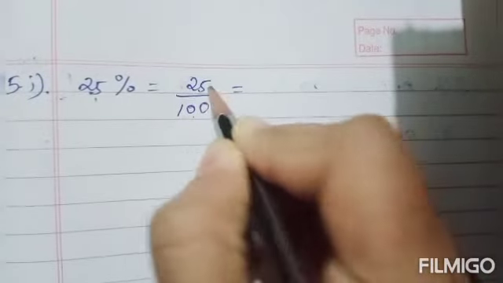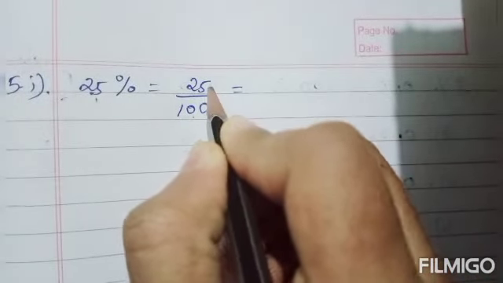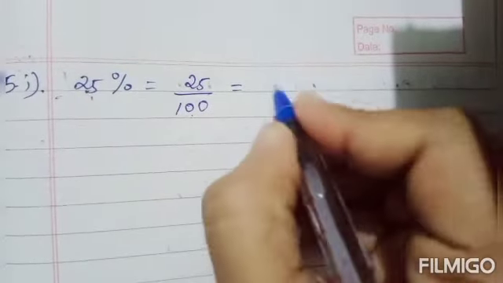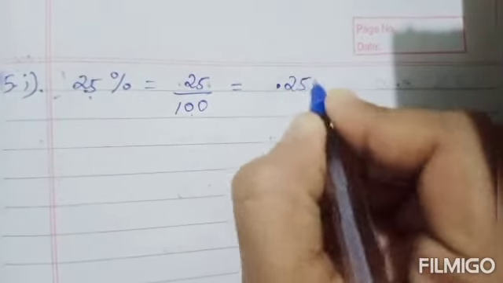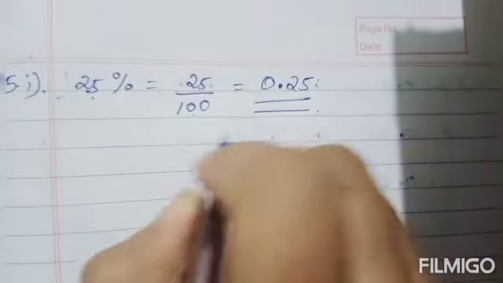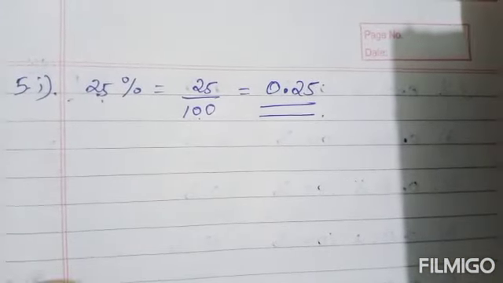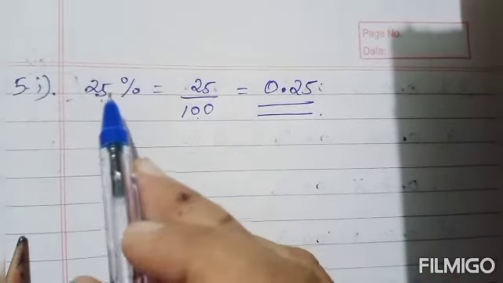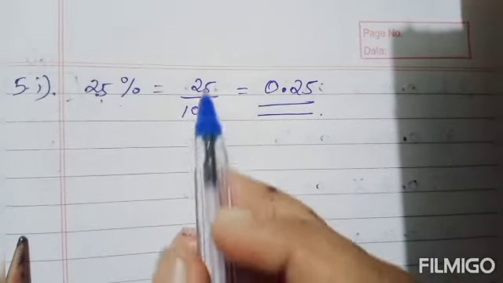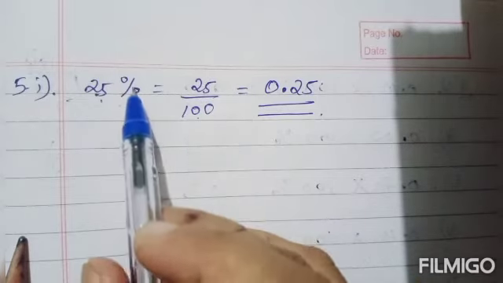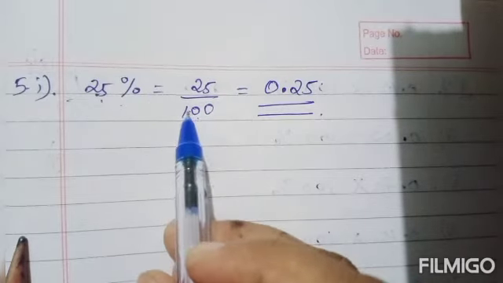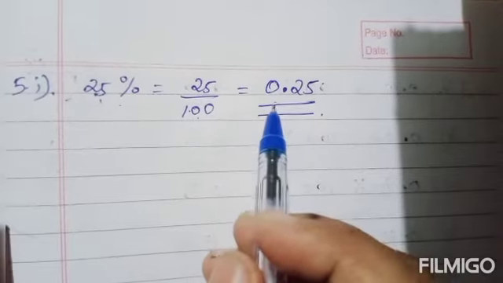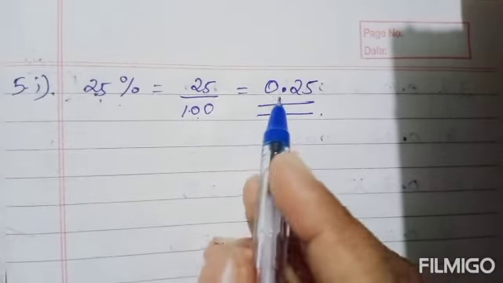Okay, so here will be the decimal point. Moving this decimal point 2 places to the left. 1, 2 here. Okay, you will get 0.25. In order to convert percentage to decimal, what to do is first convert that to fraction. 25 percentage is 25 by 100. Now converting this to decimal, you will get 0.25.